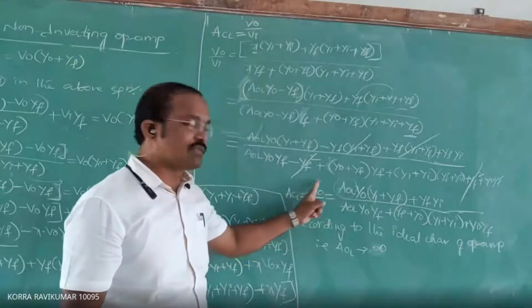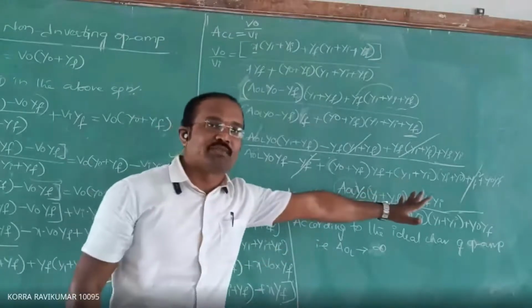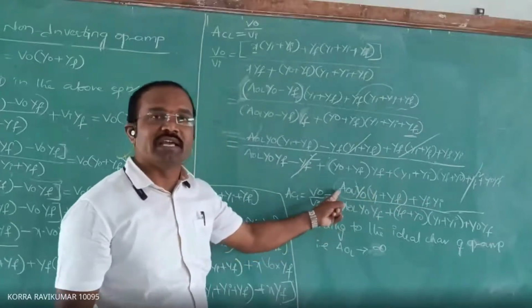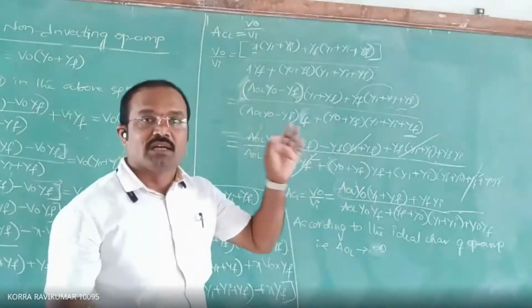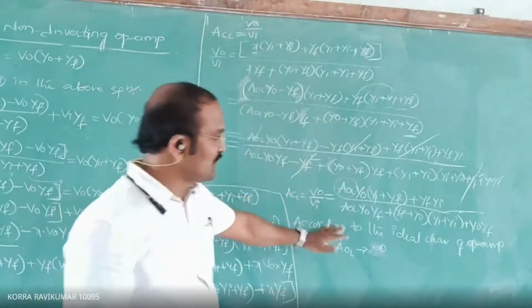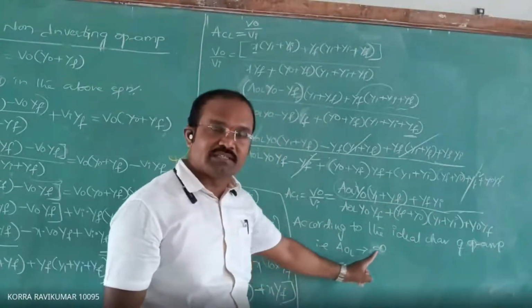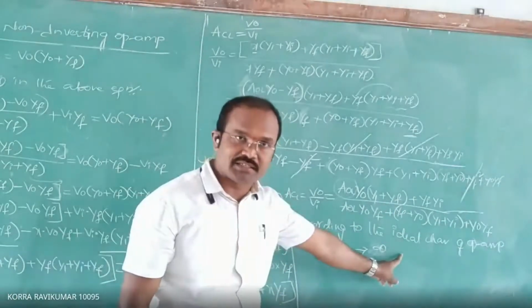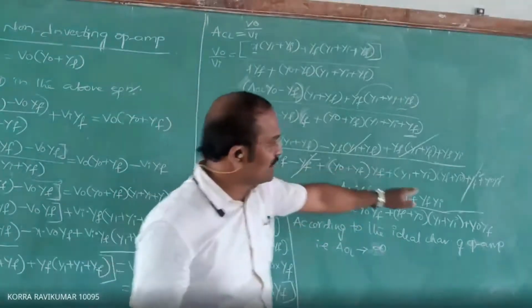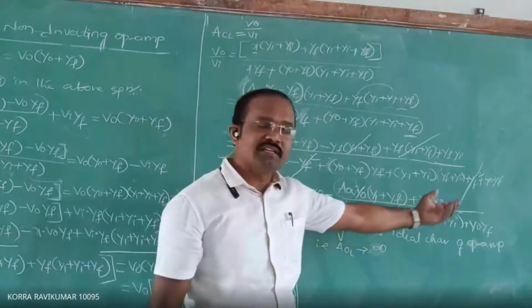Closed loop gain is equal to output voltage by input voltage, which is equal to something. In that something there is an AOL value. AOL means open loop gain of the ideal op-amp. According to the ideal characteristics of op-amp, the open loop gain AOL tends to infinite. So infinite plus something is infinite only.